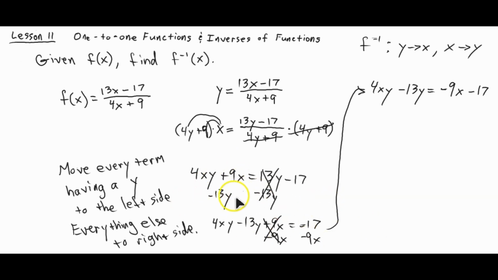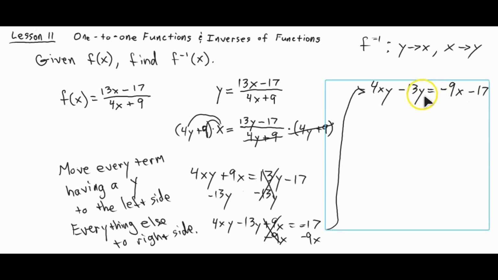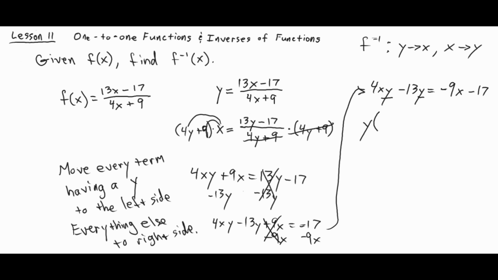Okay. And so now the next step is a pretty fancy step also. So after we do that fancy step of moving everything with a y to the left and everything without a y over to the right, now we're going to factor out the y. Okay, we're going to undistribute. I know that's not a real word, but that's one way of understanding it. So we're going to take this y and move it to be by itself, and then open a parenthesis, and then rewrite everything without the y. So 4x minus 13. Okay? And then equals, this is going to stay the same, negative 9x minus 17.